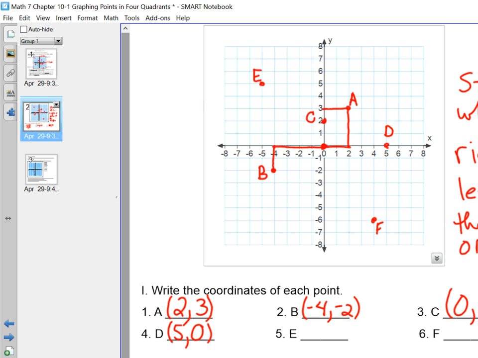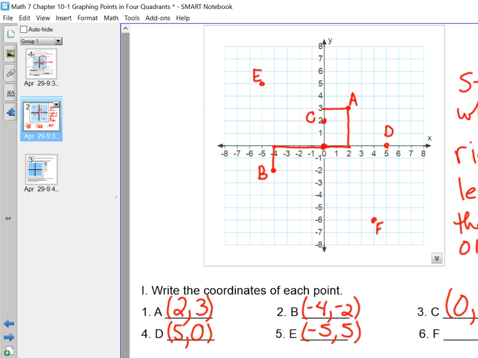Can you figure out the coordinates for E? Hopefully, you wrote down negative 5, 5. Because we go 5 to our left from the origin and then 5 up. Remember, moving left of the origin is negative, but moving up is positive.